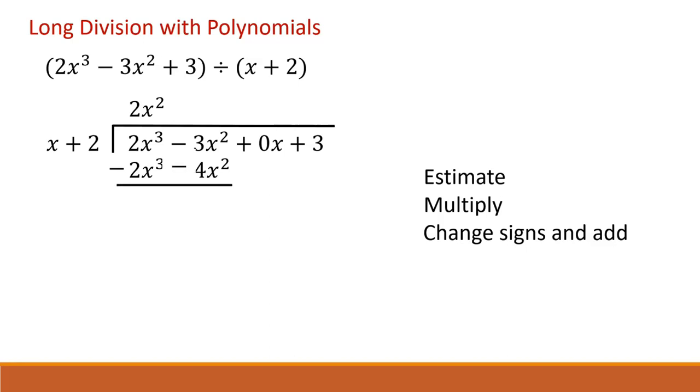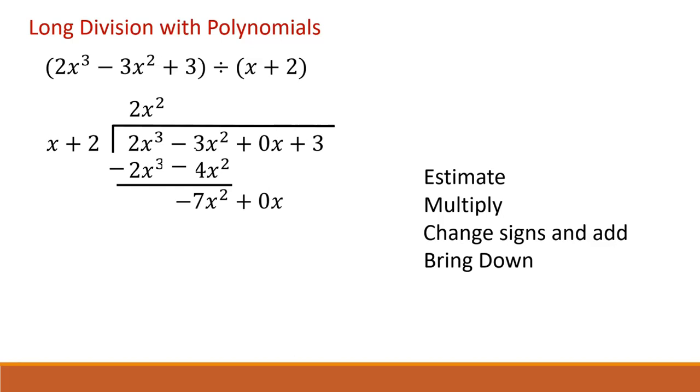And now we'll add. Negative 2x to the third plus 2x to the third is 0. And negative 3x squared minus 4x squared is negative 7x squared. 0 minus 7x squared is just negative 7x squared, so we really don't need to write that 0 down. But we do want to go to the next step, which is bring down, in this case, the next term, which is the 0x term.